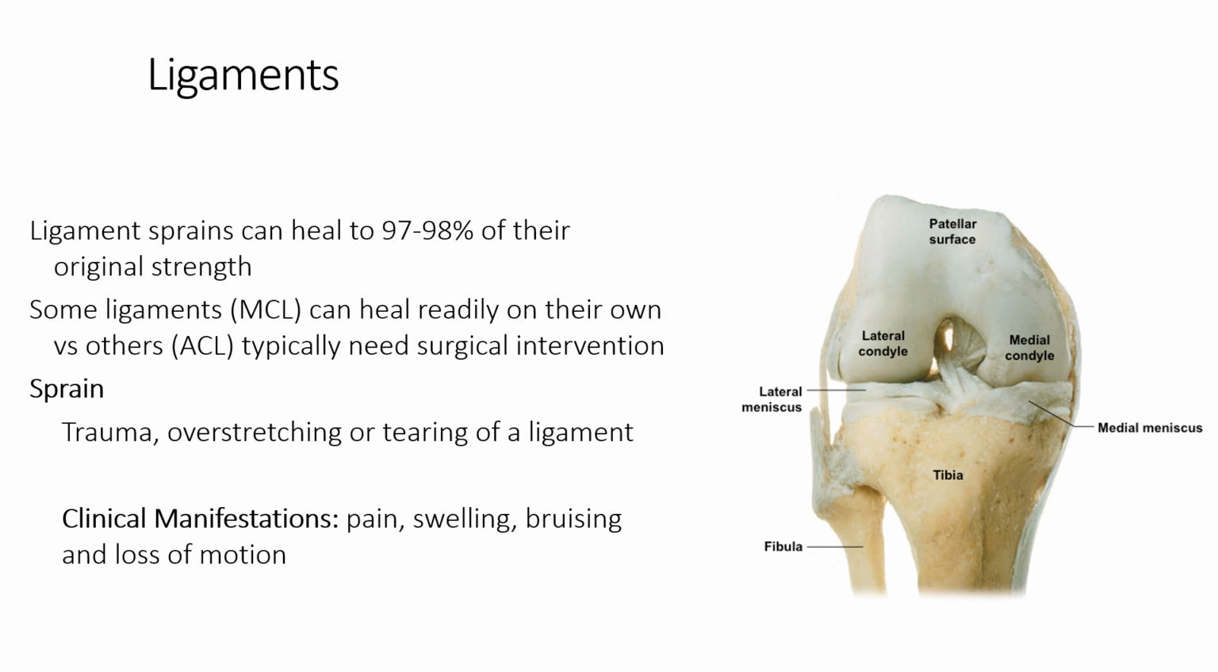Ligament sprains and healing potential. Ligament sprains can heal to approximately 97 to 98% of their original strength, depending on the severity of the injury and the effectiveness of rehabilitation.